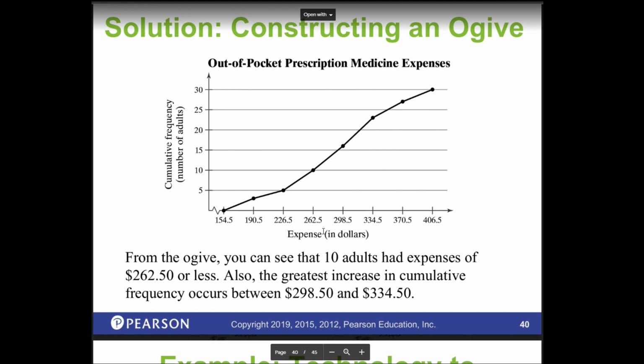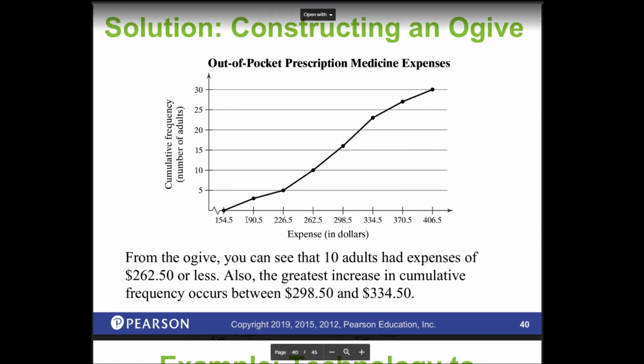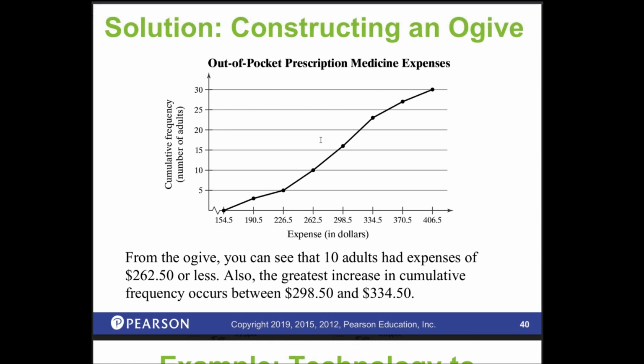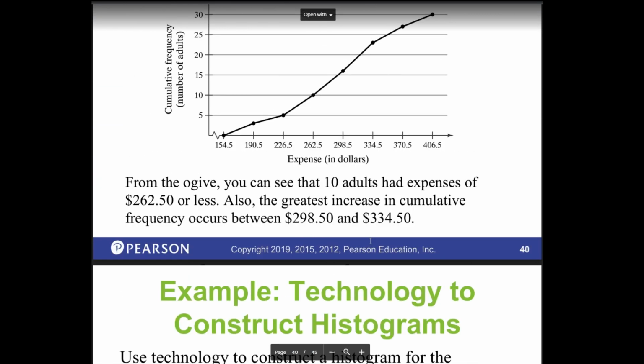So from the OGIVE, you can see that 10 adults had expenses of $262.50 or less. Also, the greatest increase in cumulative frequency occurs between $298.50 and $334.50. As you can see, the graph grows steeply there, explaining this answer, $298 and $334.